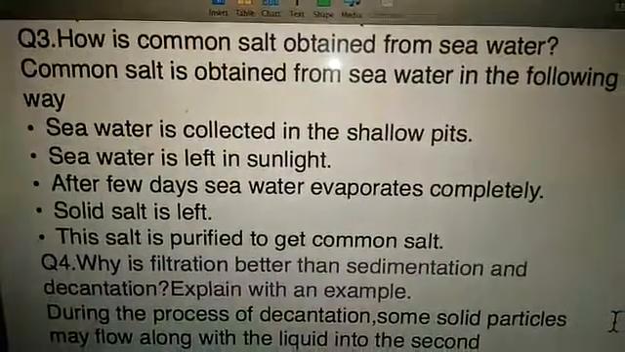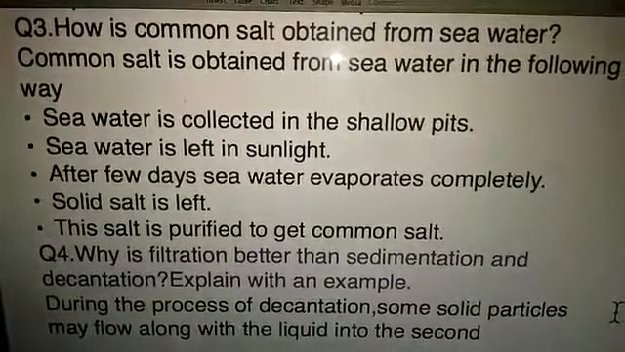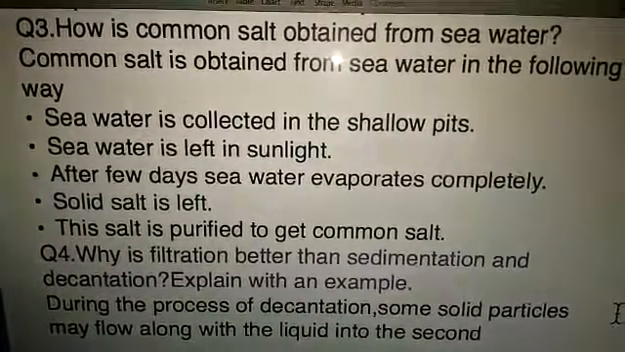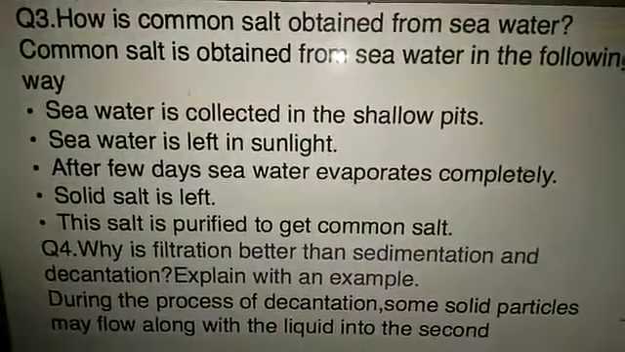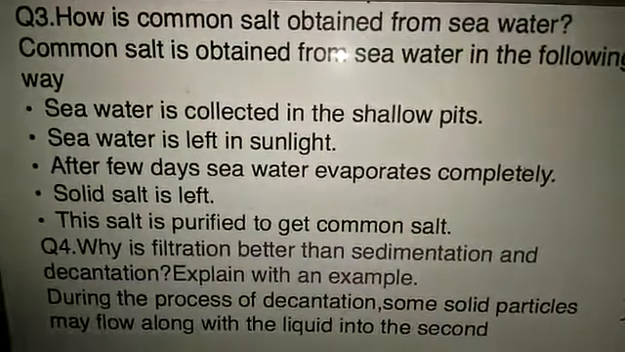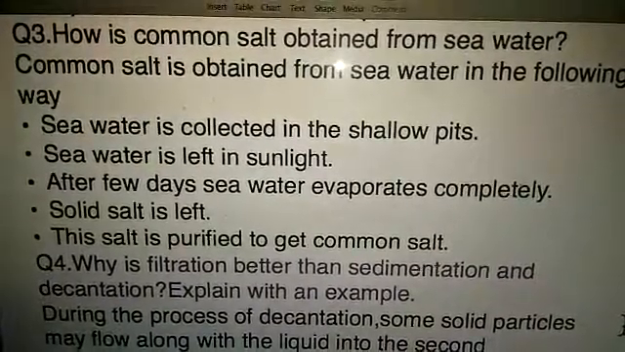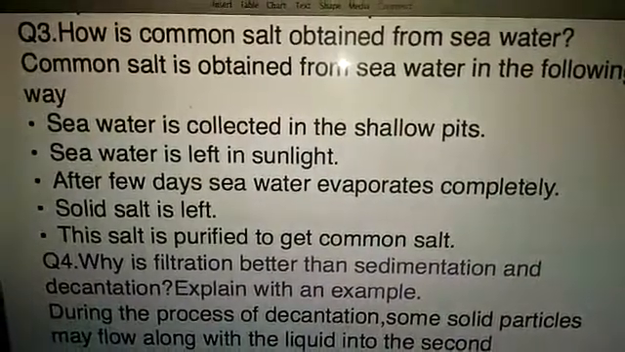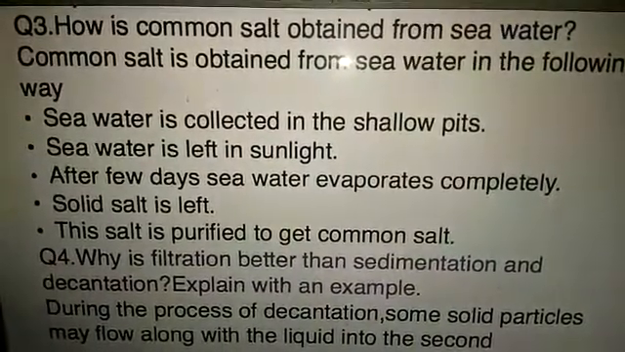How is common salt obtained from seawater? Answer. Common salt is obtained from seawater in the following way. Seawater is collected in the shallow pits. Seawater is left in sunlight. After a few days, seawater evaporates completely. Solid salt is left. This salt is purified to get common salt.